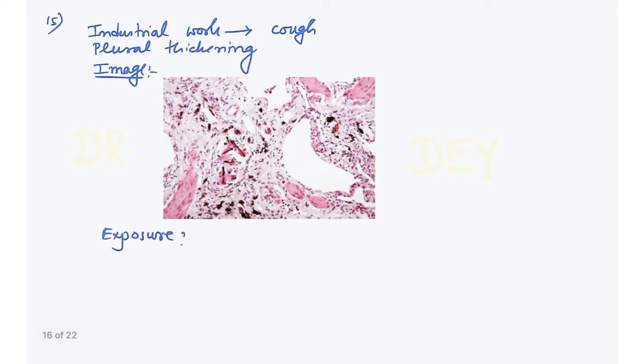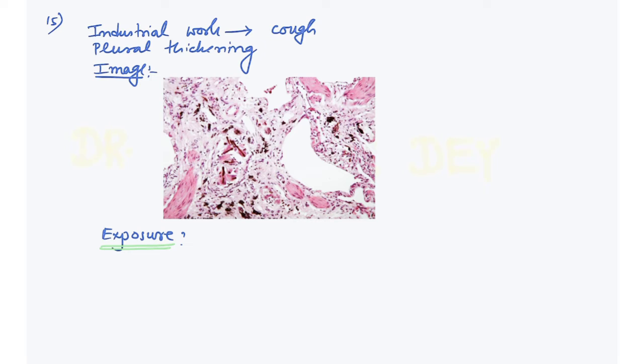Next, question number 15. This was a very big question. The question was like an industrial worker presented to your hospital with some complaints of cough. Then on examination, pleural thickening was found along with some carcinoma, and on biopsy this biopsy image was given. So these clinical features occur due to industrial exposure to which substance? So the main clue was this image.